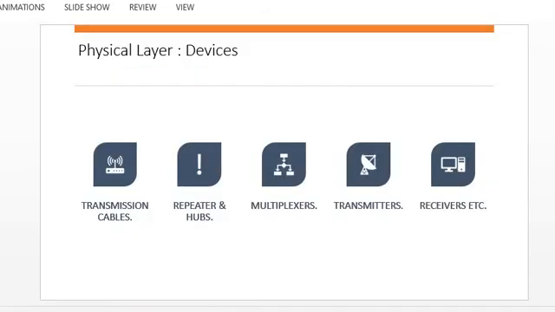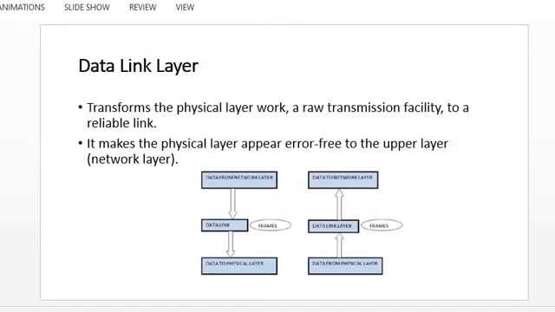Then the devices that are available at the physical layer. Since we say the physical layer deals with the physical characteristics of data communication, these are the devices: cables, repeaters and hubs, transmitters, etc. So I want you to also research further on other devices that I might have left out so that you appreciate all the devices that support the physical layer functionalities in the OSI reference model.